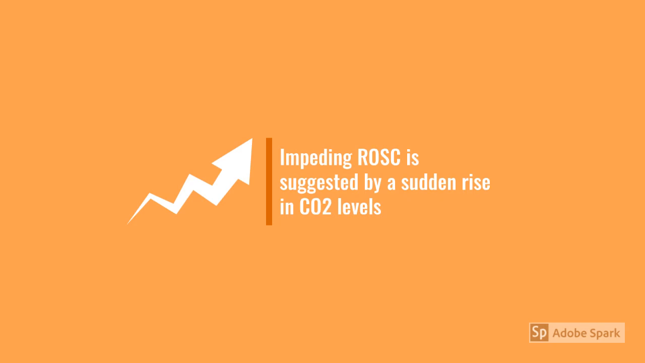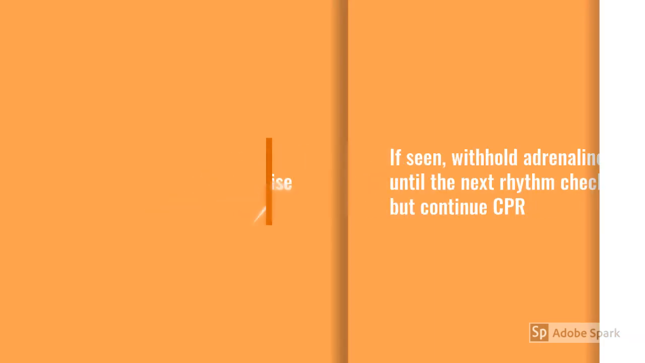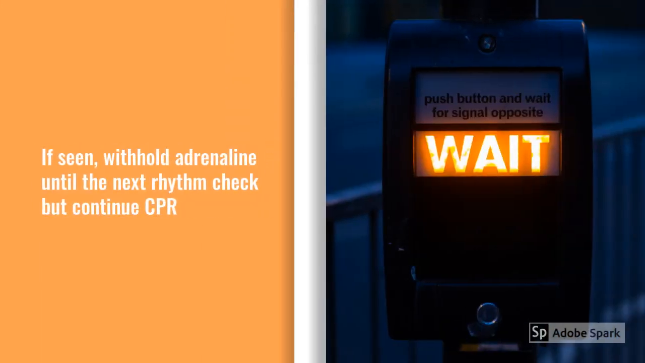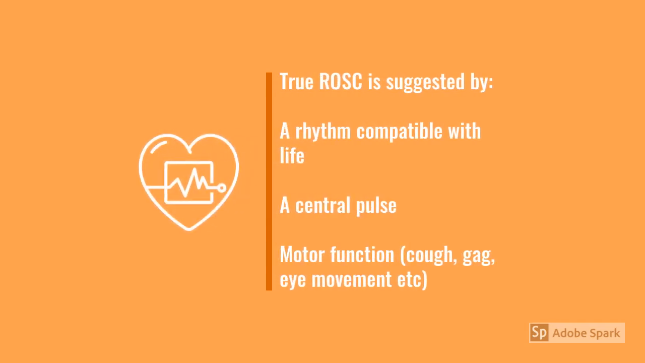What that suggests is that there's a metabolic change. It doesn't suggest that you've actually got your patient back yet. So note it and consider it for your next rhythm check, but don't change your practice if you see that. It means that you're doing good work, and you should keep going. A true return of spontaneous circulation is suggested by a rhythm that's compatible with life, a central pulse, and patients may start coughing, gagging, trying to pull the tube out. It's completely dependent on their cerebration, I think, at that point in time. Particularly, I tend to see those mostly in patients who've had a very small downtime.